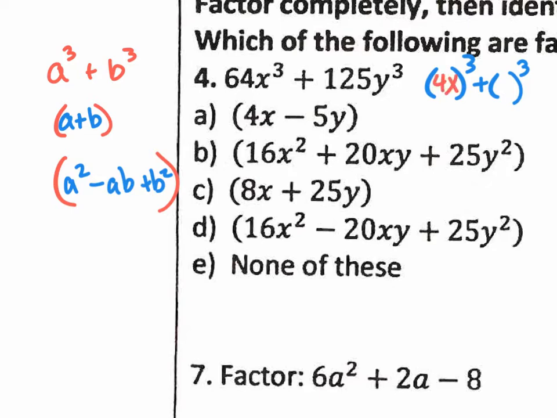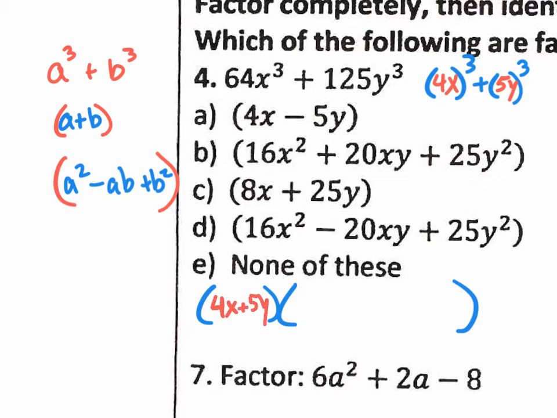4x, absolutely. Okay, and what could I plug in here that'll give me 125y to the third? 5y. So we have clearly identified the a value and the b value, and now we will be able to write it as a binomial times a trinomial, right? So what's the binomial going to be? The same exact binomial that we have here without the cubes. So you have 4x plus 5y. You write that down, 4x plus 5y.